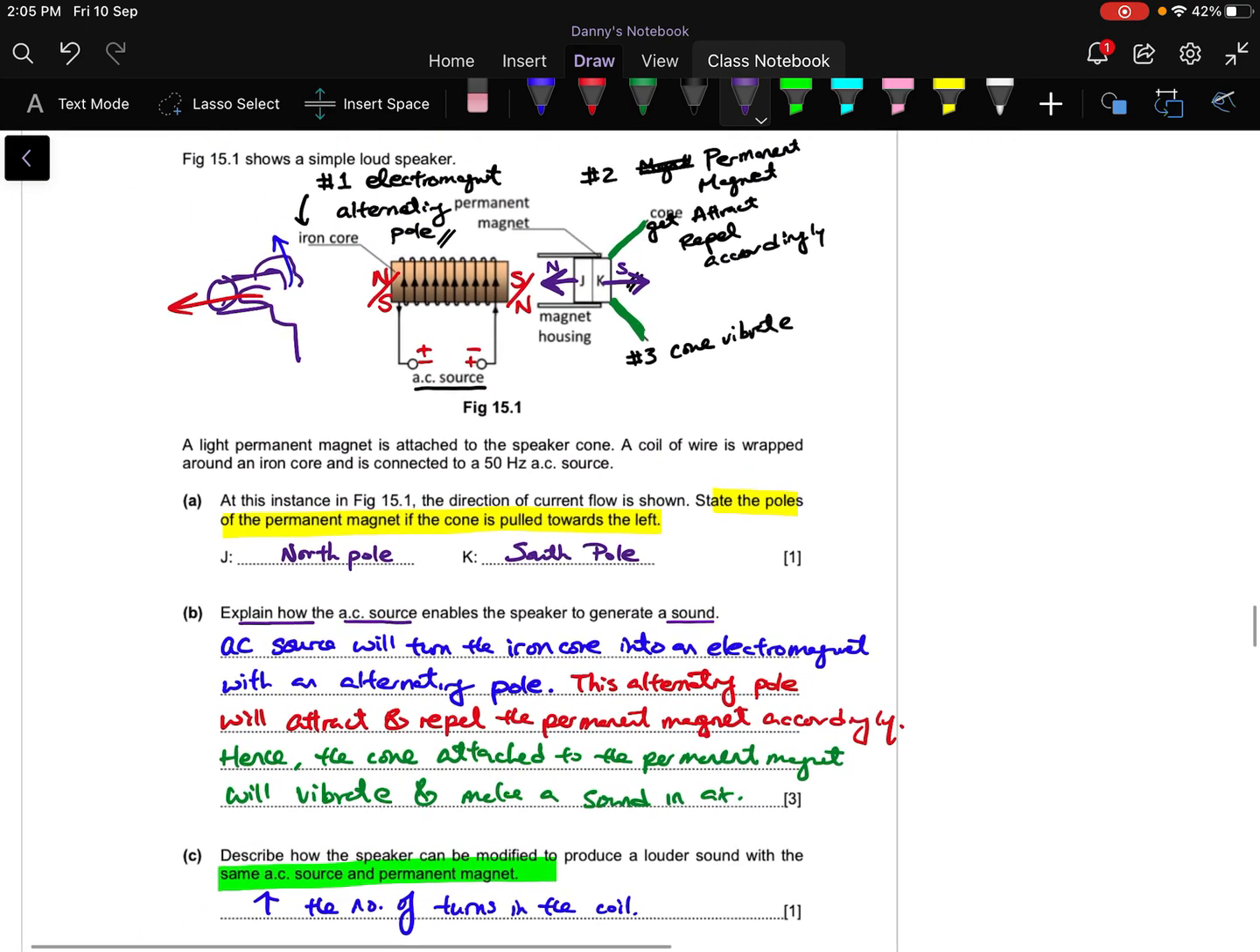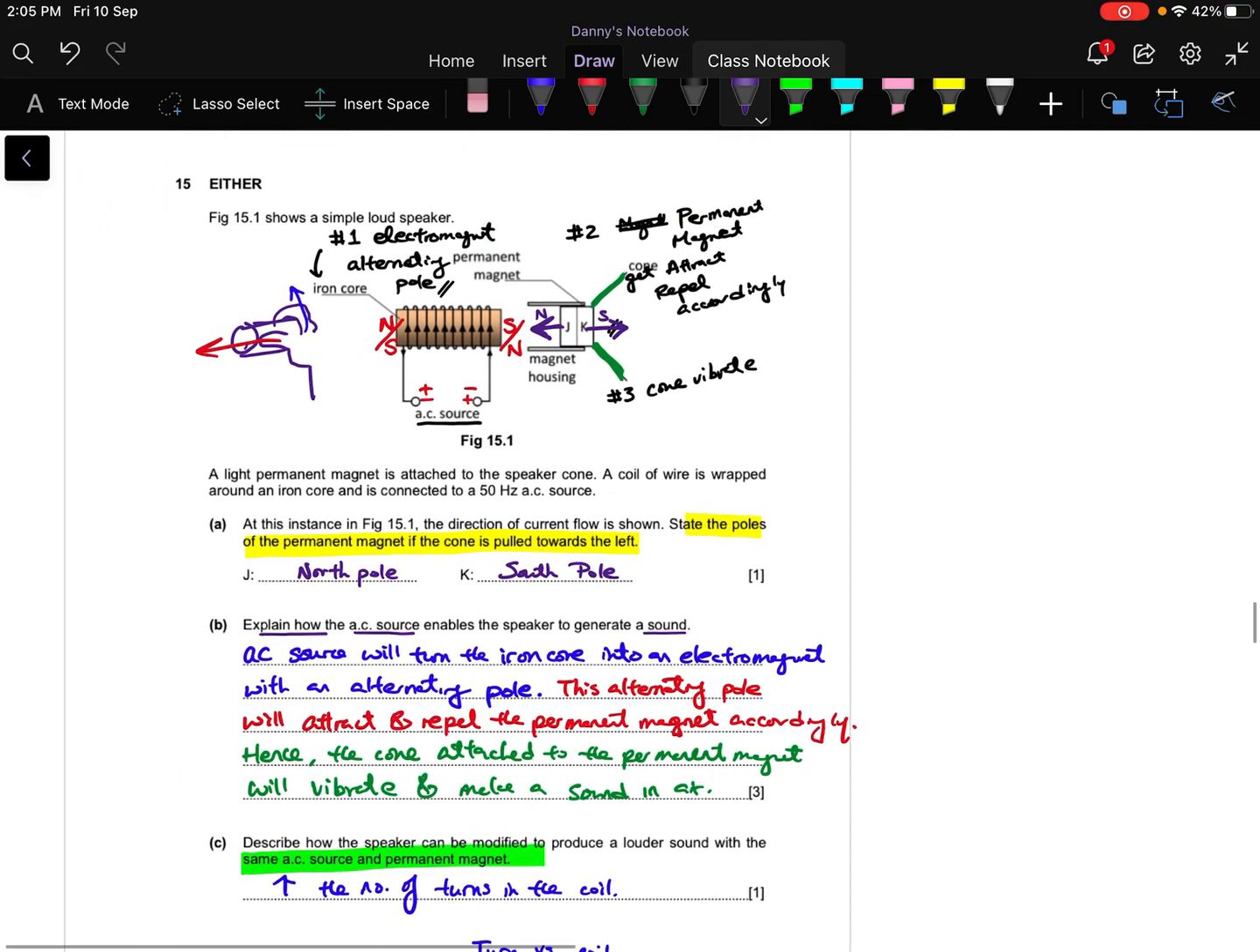and how the speaker works. Okay, thank you.